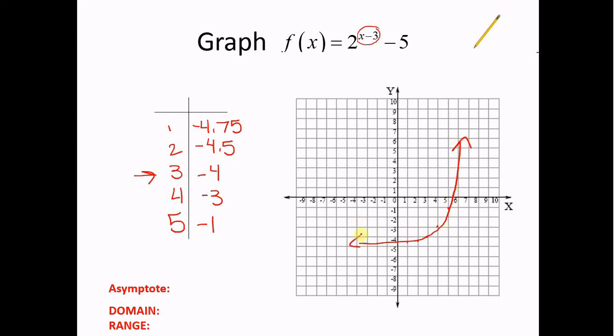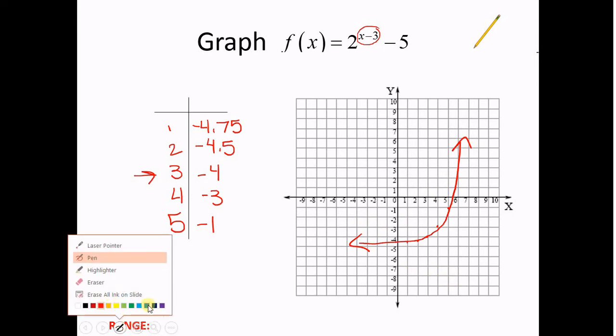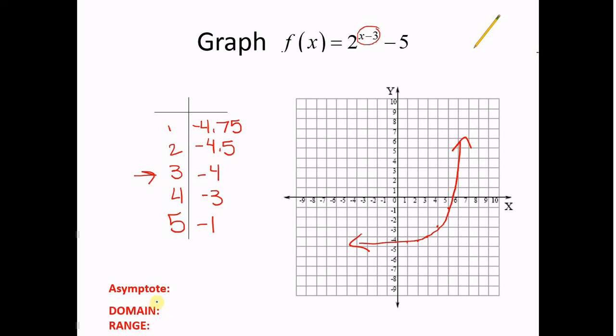Now, what is my asymptote? What didn't I cross? What line didn't we cross? -5. We didn't cross the -5. So I'm going to mark that in with my dotted line here. Mark in my asymptote.